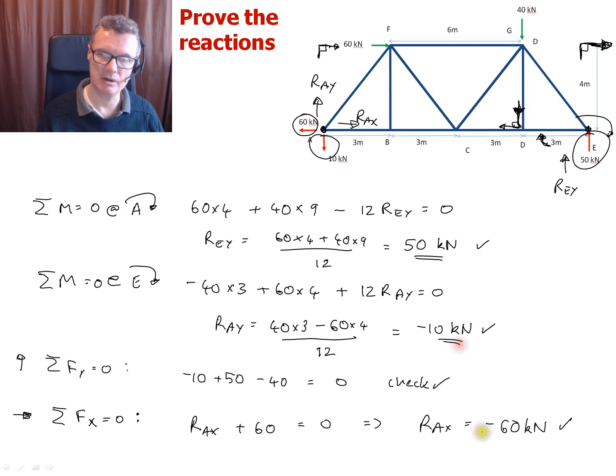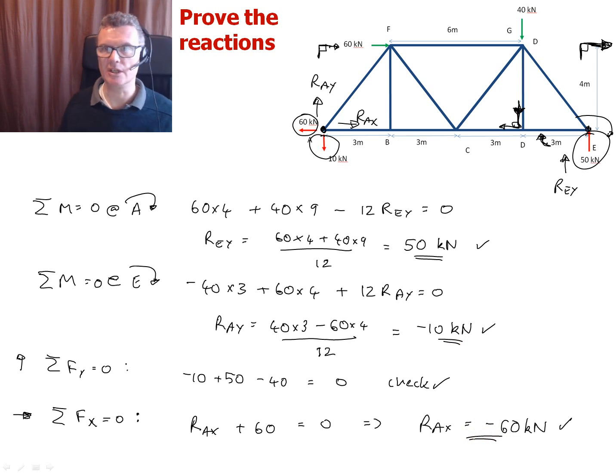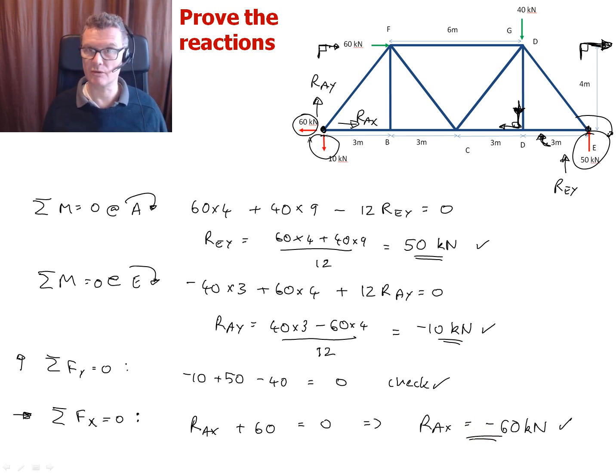So that would be the way to start a question. And to make it a proof, obviously it helps you, but it also means that you can then use the results from this framework as a follow-on to the next question.